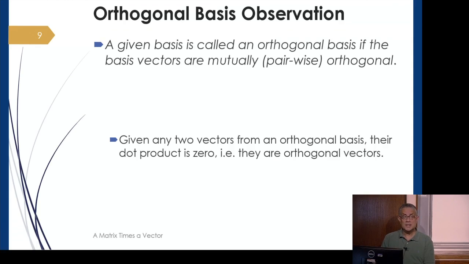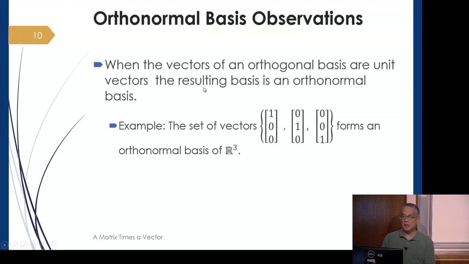So using these definitions in a straightforward way, we call a basis orthogonal if its elements, the basis vectors in it, are pairwise orthogonal, and given any two vectors, therefore, from an orthogonal basis, their dot product is zero, and that is another way of saying they're orthogonal vectors. In addition to that, as I just mentioned through an example, when the vectors of an orthogonal basis are unit vectors, we have an orthonormal basis. The set of vectors 1, 0, 0, 0, 1, 0, 0, 0, 1, is easy to see, they form a basis for the three-dimensional Cartesian space R3, and pairwise, it's also easy to say their dot products are 0, and hence that they are orthogonal.